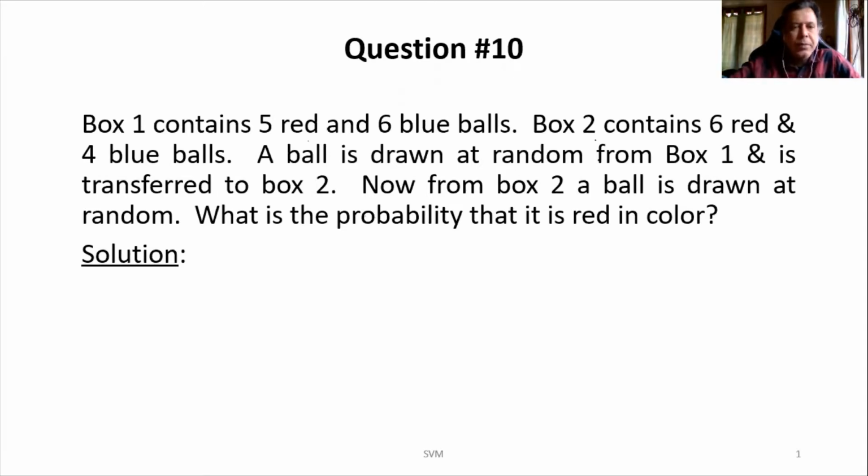It reads as: Box number 1 contains 5 red and 6 blue balls. Box 2 contains 6 red and 4 blue balls. A ball is drawn at random from box 1 and is transferred to box 2. Now from box 2, a ball is drawn at random. What is the probability that it is red in color?